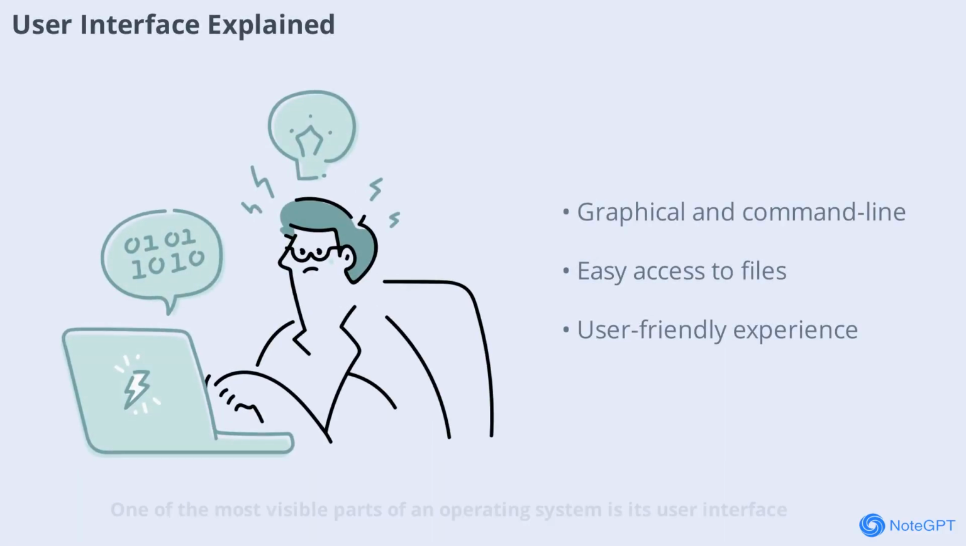One of the most visible parts of an operating system is its user interface. This is how you interact with your device, whether it's through a graphical interface with windows and icons or a command line interface where you type commands. The user interface makes it easy for people of all skill levels to use computers and devices, providing access to files, settings, and applications with just a few clicks or taps.